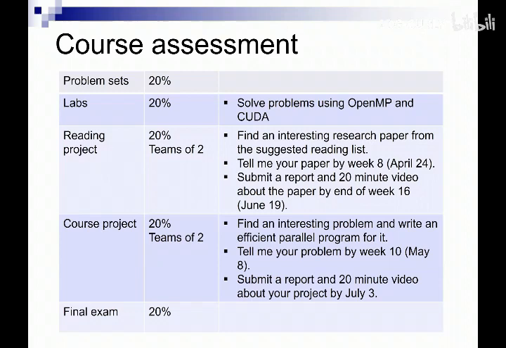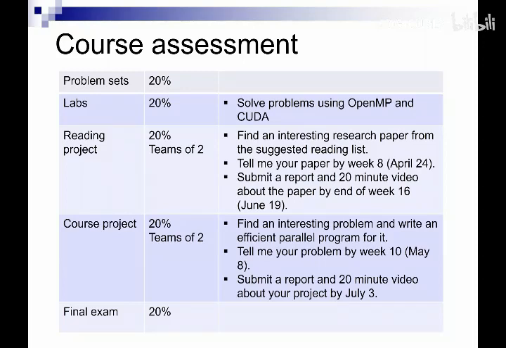Okay, next we have a project. So in fact, we have 2 projects. The first project is a reading project. This also counts for 20% of your grade, but you will do this project in teams of 2 people. You can select who you want to work with, so just let me know who you want to partner up with.